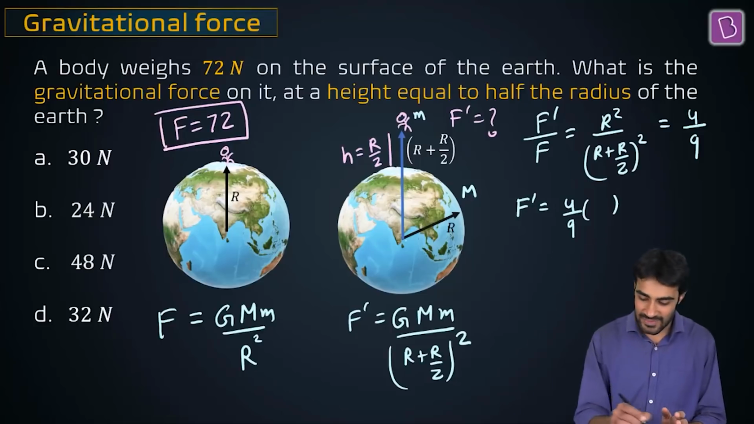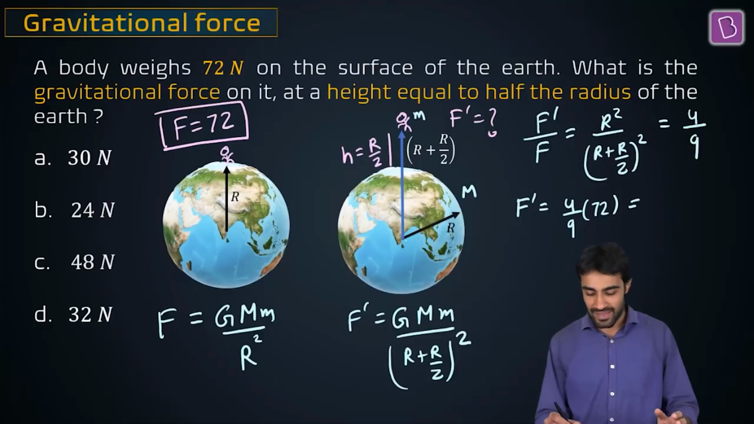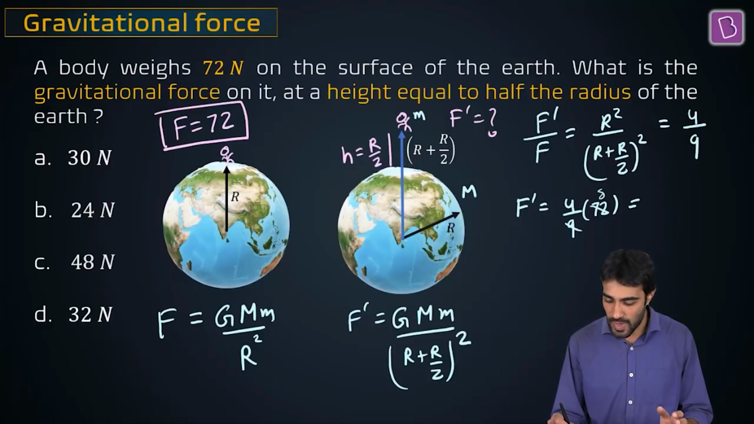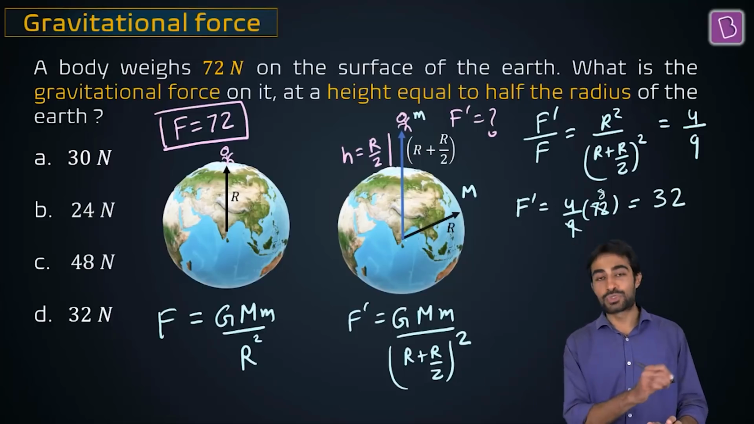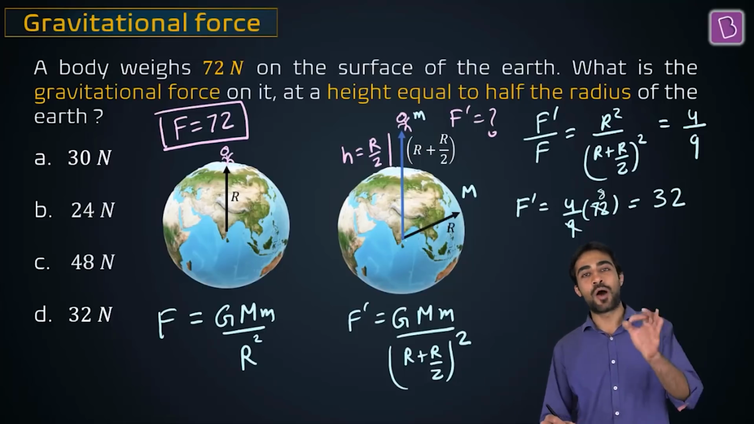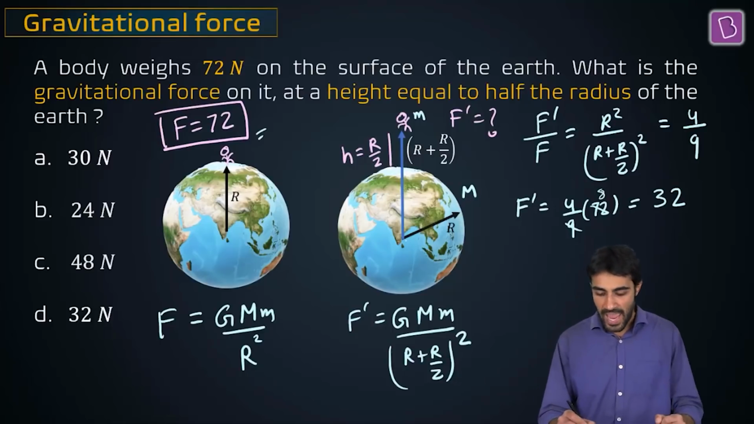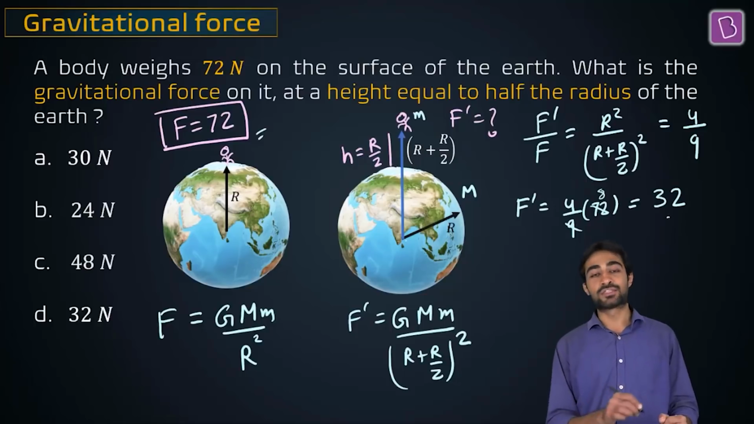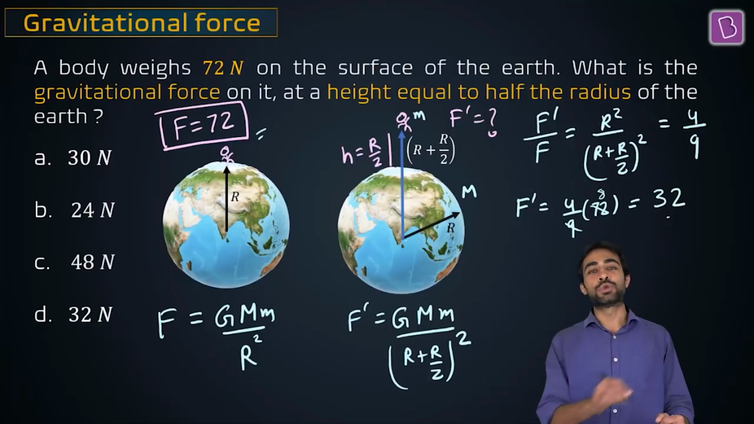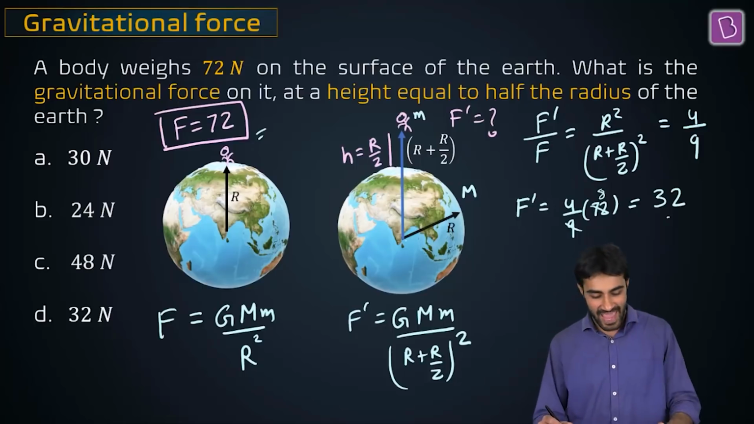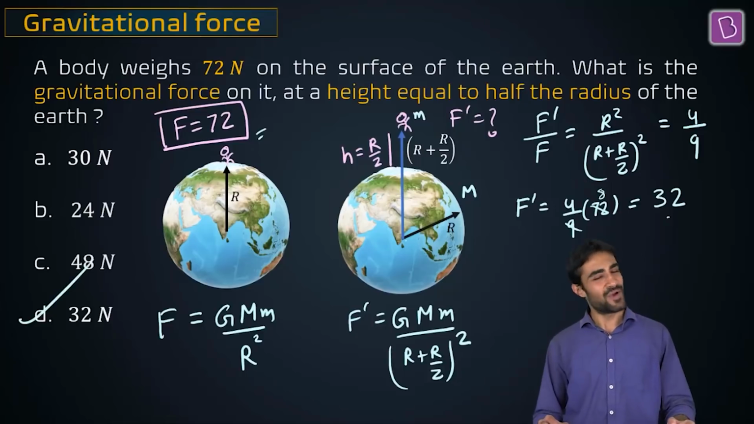Oh ho! So let's just place 72 over here. And we can see 9 8s are 72 and 8 4s are 32. So 32 newton is the new force on the object. On the surface of the earth, it was 72 newton. And outside the surface of the earth, at a distance of R by 2 from the surface of the earth, it is 32 newton. It has decreased. And we can go and mark option D as the right answer for this question.